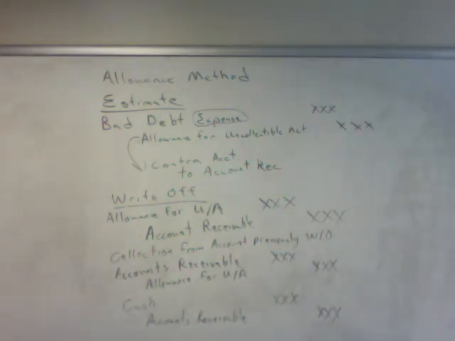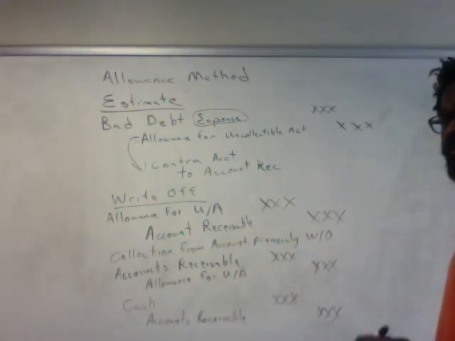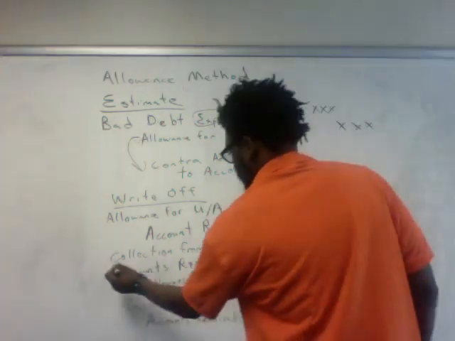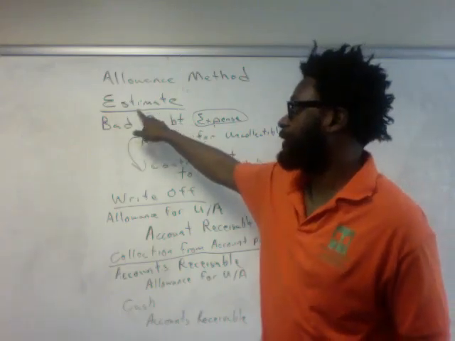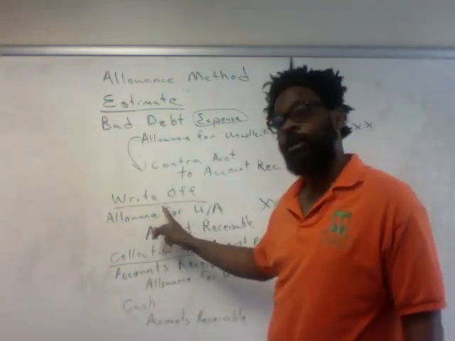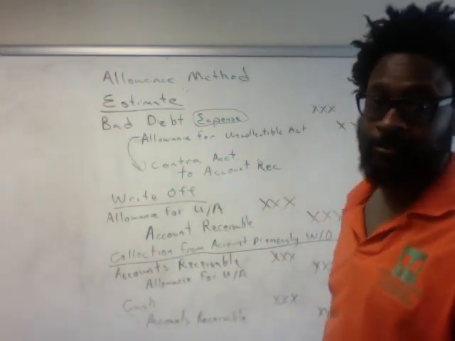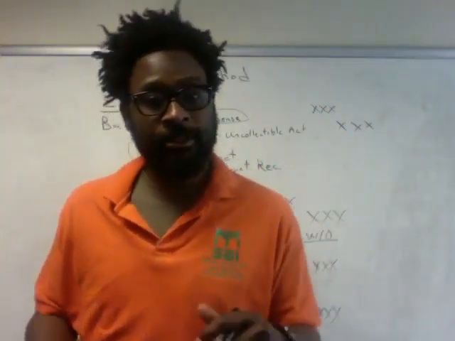Voila. Okay? So this would be an example of each component of the allowance method. So understand that you start off with an estimate, and then eventually you write off the account, and then there's a possibility that you may collect from that account previously written off. Understand those journal entries, and you should be good to go.